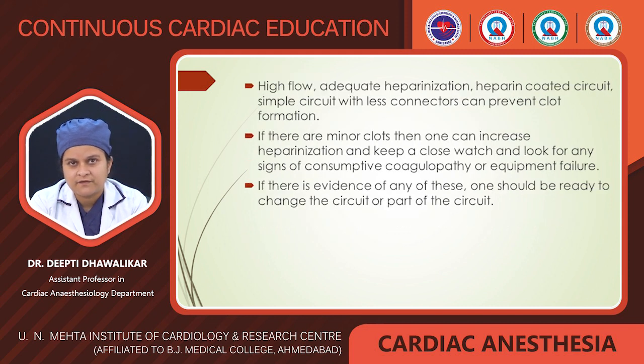High flows, adequate heparinization, heparin-coated circuit, a simple circuit with fewer connectors can prevent clot formation. If there are minor clots, then one can increase the heparinization and keep a close watch and look for any signs of consumptive coagulopathy or equipment failure. If there is evidence of any of these, one should be ready to change the circuit or a part of the circuit.